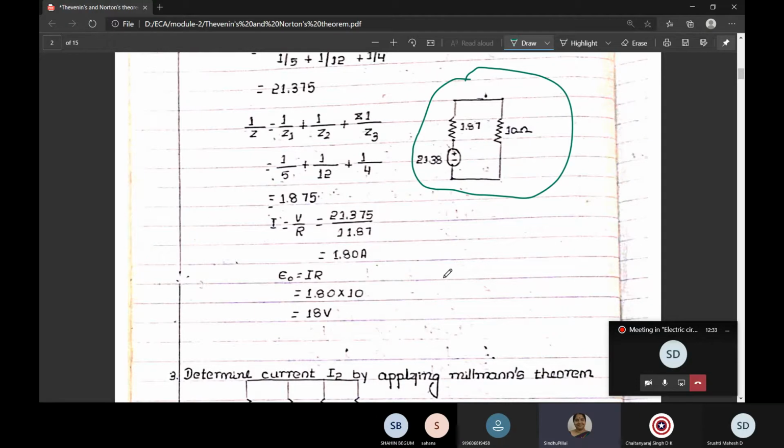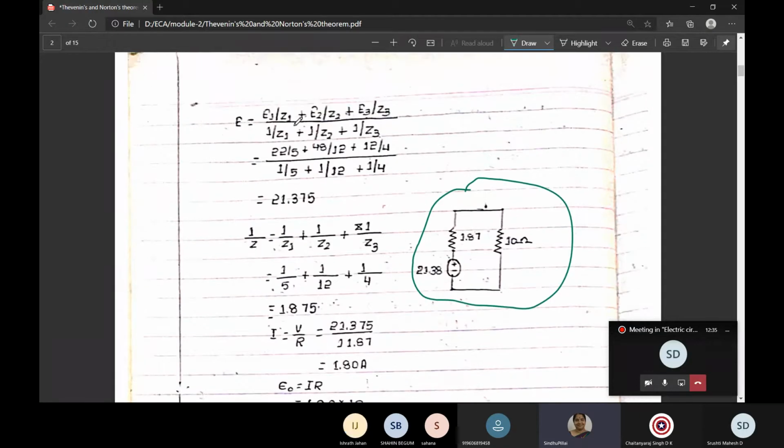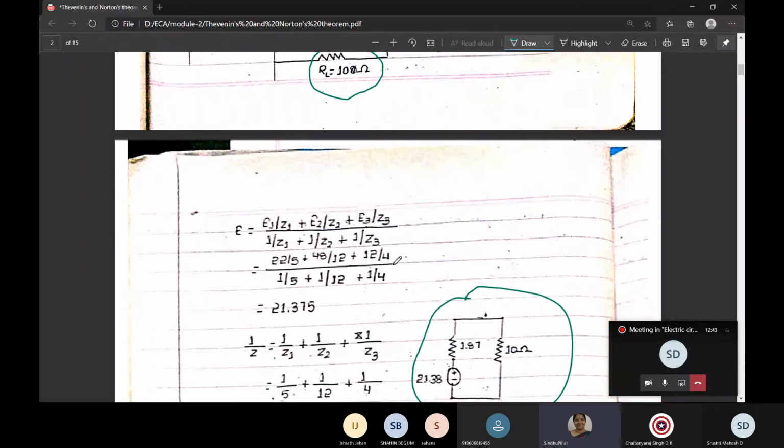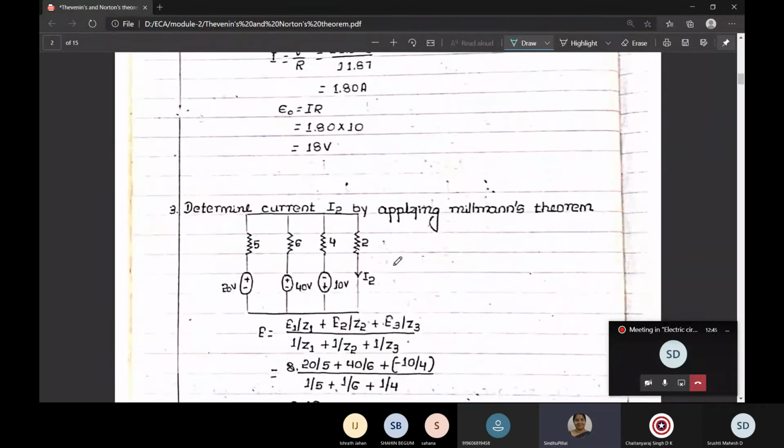So in Millman's theorem, it is important to remember the formula. See the polarities of the voltage sources. That is important. See here, all are minus plus, minus plus, minus plus, so I have written everything as positive. If any one polarity changes, you should remember.